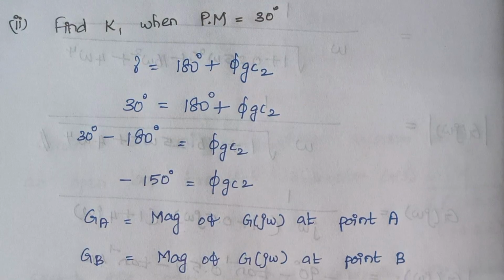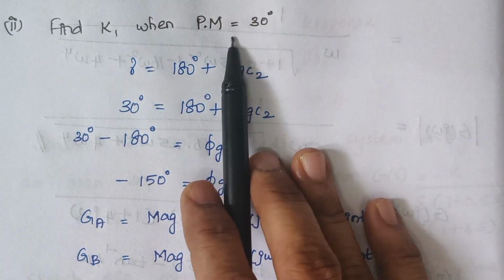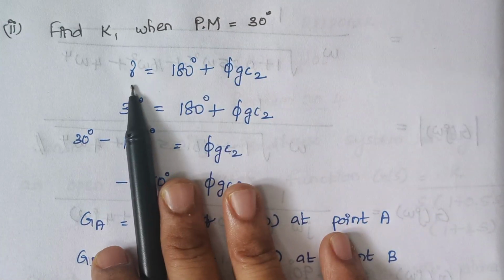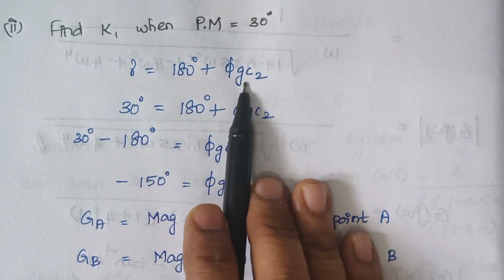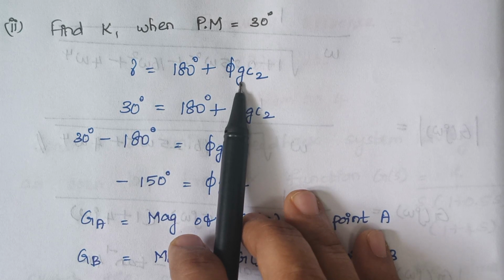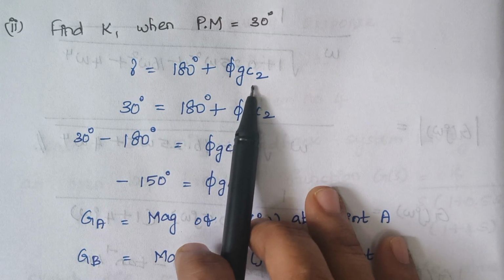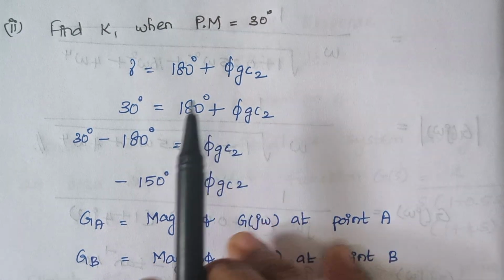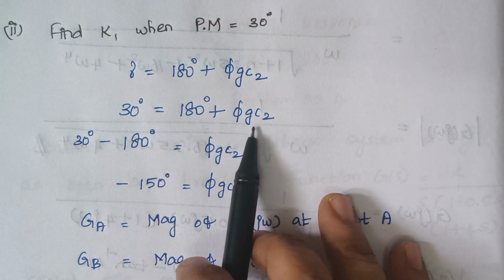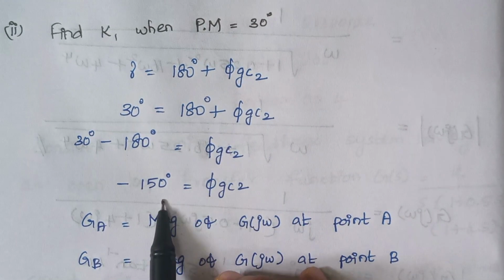Now the second part of the problem is we have to find k when the phase margin is 30 degrees. What is the formula for phase margin? It is given by 180 degrees plus phi gc2. Since we had an earlier case, phi gc1, when the value of k equals 1, here I am naming it phi gc2. Just substitute the values: 30 equals 180 plus phi gc2, and phi gc2 is given as minus 150 degrees.